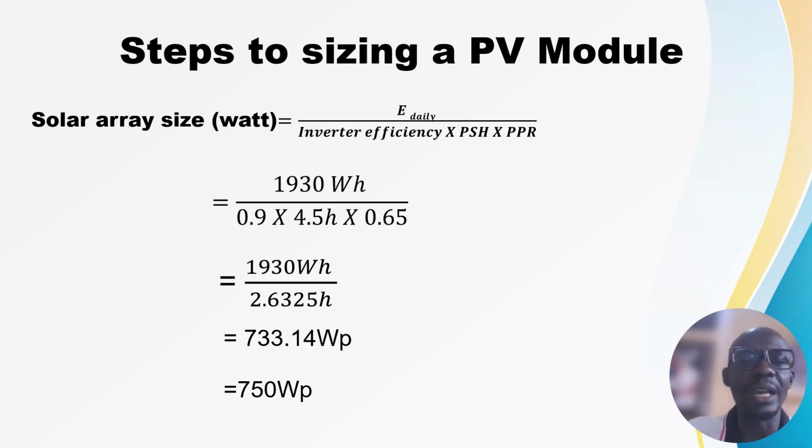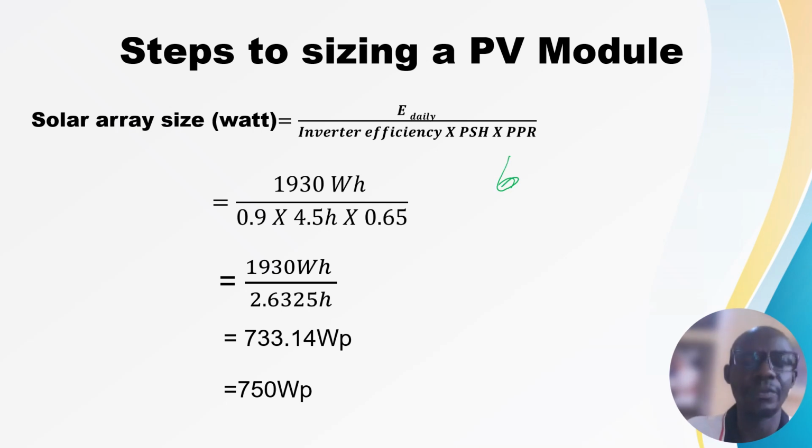So now, 1930 watts, which is our energy daily, from the first video we made on our design, the energy audit. That's our E daily, that is the watt-hour to be consumed, the energy to be consumed by the client. Our inverter efficiency is 0.9. And because of where we are, we choose 4.5 as our PSH. That is, I experience 4.5 hours a day of sunshine. Then our panel performance ratio is 0.65.